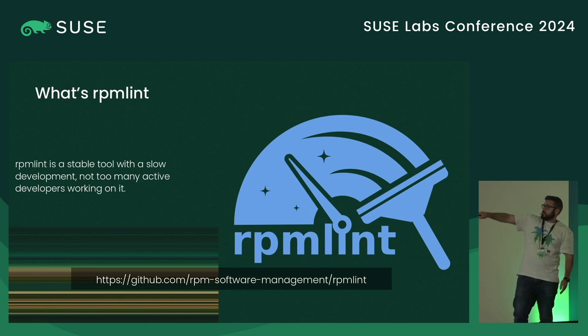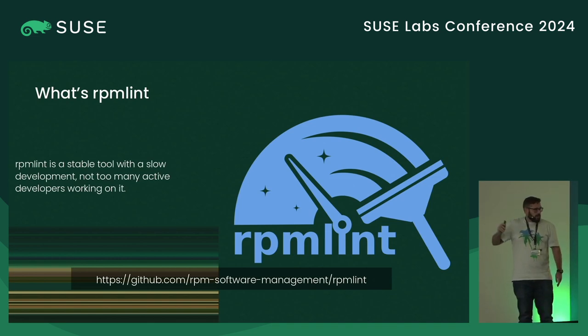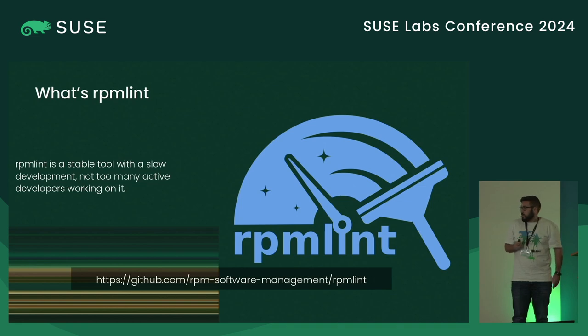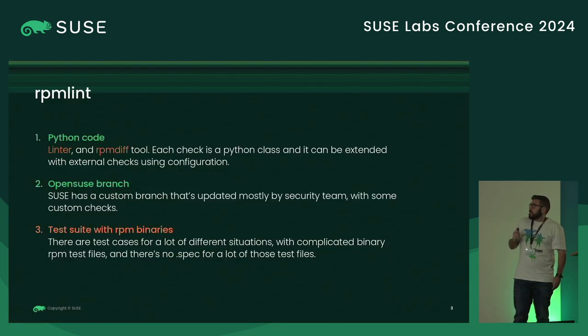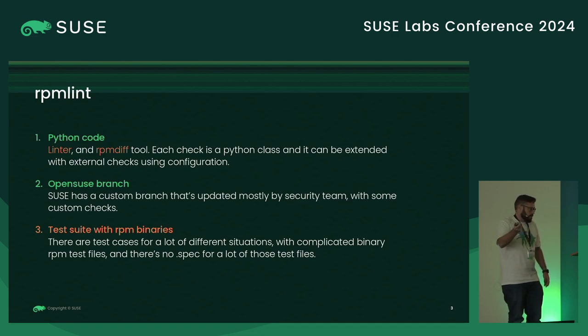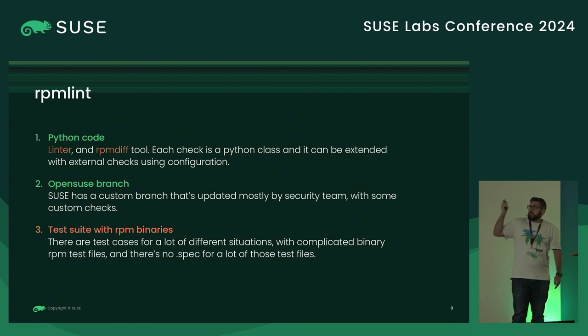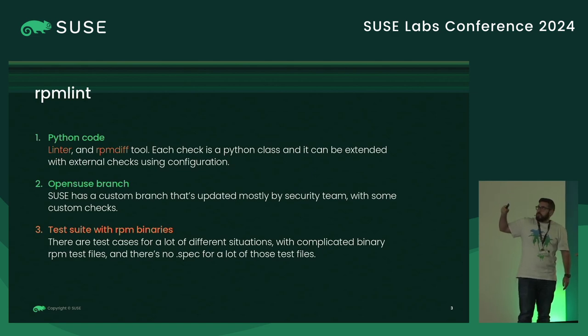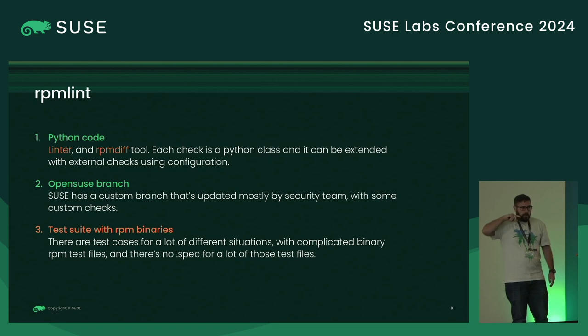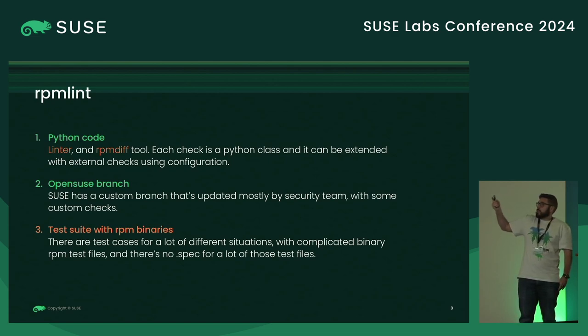This is where you can find the project: inside the RPM software management GitHub project. And everything is handled there, so we use the issues and the merge requests, the pull requests and everything. So what it is, the internal thing, is Python code. Everything is Python. It's pure Python.